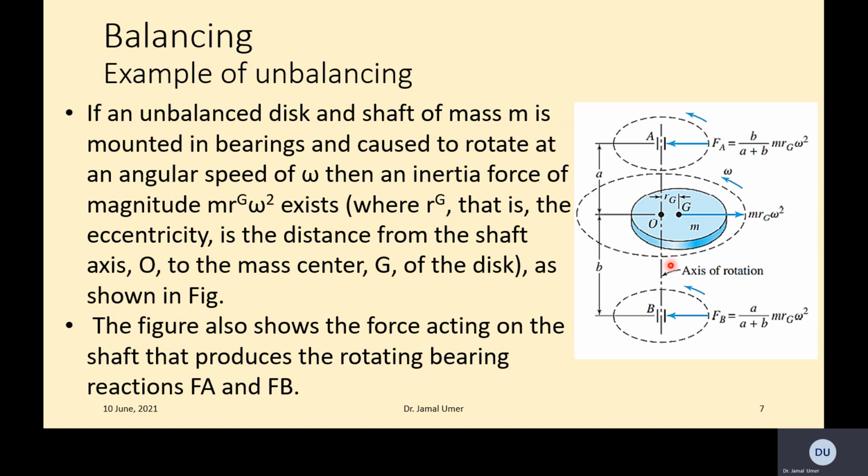Fatigue loading is the one which is changing with time, and it is well established in literature. Fatigue actually reduces the life of the component. Because of that fatigue, the life of the component will be much less. So that's why we really need to avoid unbalancing.